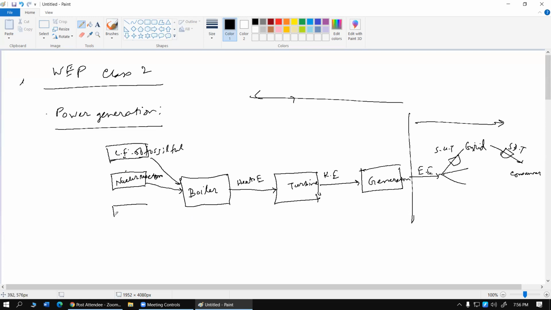We can also have, let's say, some sort of geothermal energy. Geothermal energies can also be used. That is a heat source that can be fed into the boiler. So any type of heat source that we can have, or any type of primary energy source which can be easily converted into it.